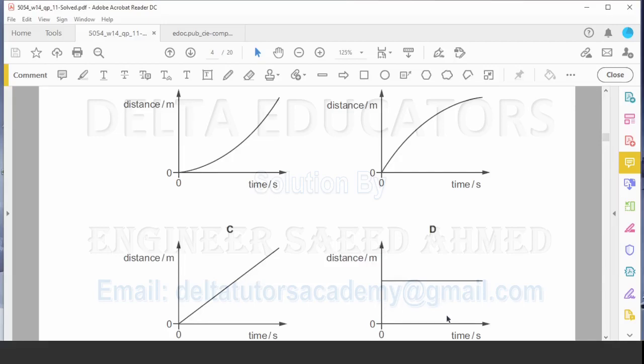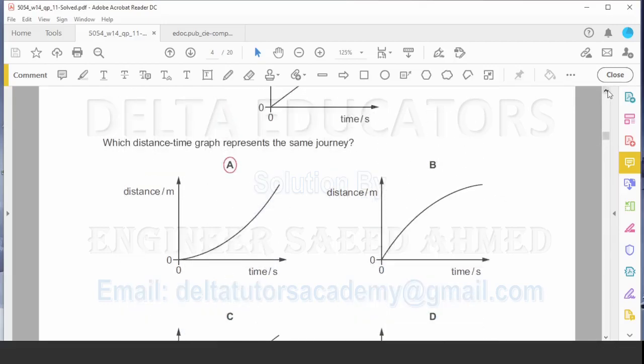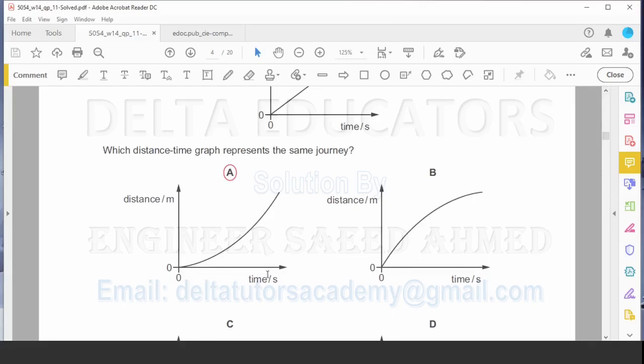In option D, it is shown that with the increase in time, there is no increase in distance. So the increase in distance is 0. So here the velocity is 0. Since the velocity is zero, there will be no acceleration. So our correct option is option A. With the increase in time, distance is increasing gradually and it represents acceleration.